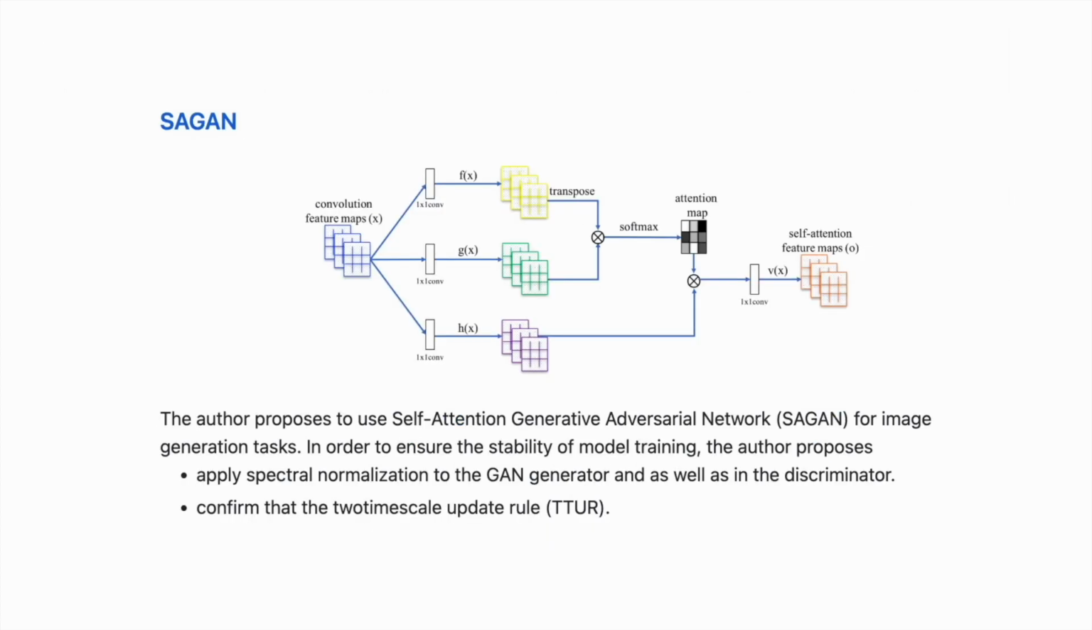SAGAN allows attention-driven, long-range dependency modeling for image generation tasks. Traditional convolutional GANs generate high-resolution details as a function of only sparsely local points. However, in SAGAN, details can be generated using cues from all feature locations.